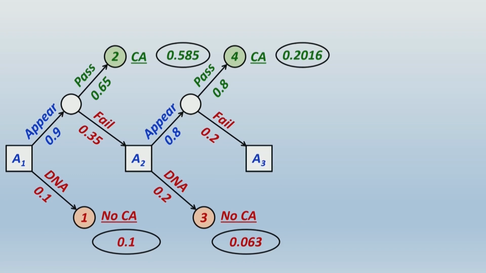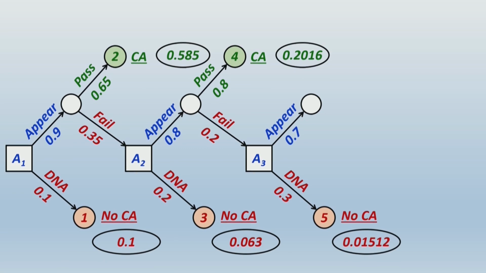However, if he fails, it is not the end of the journey. One more chance will be given as attempt number 3, where he can choose either to appear or not appear. Appearing probability 0.7, so does not appear probability will be 0.3. Here it is an end outcome, and to arrive at this where he does not become a CA, follow the path to assess the joint probability. Now how would you arrive at this node number 5 or outcome number 5? If you are starting from here, appear, fail, appear, fail, and then do not appear. So what will be the joint probability of this particular outcome? 0.9 into 0.35 into 0.8 into 0.2 into 0.3. So that would give you an outcome as no CA with a joint probability of 0.01512.